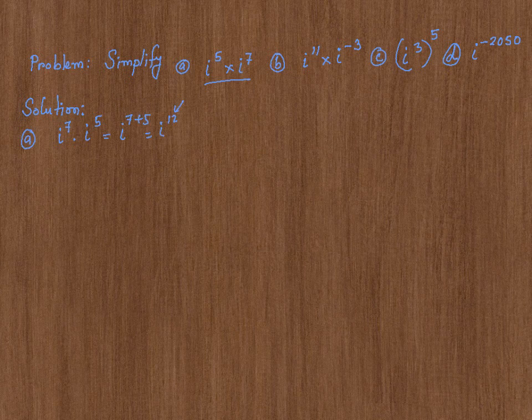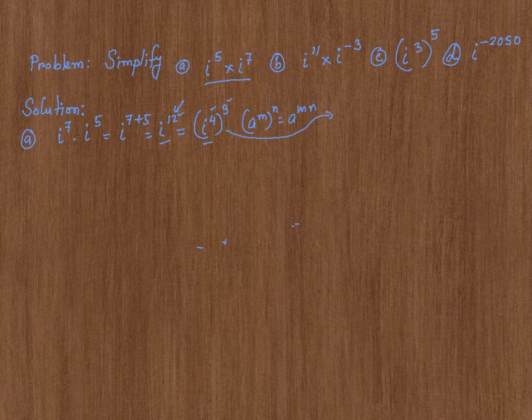But 12 is a number that is divisible by 4, right? So i to the power any integer that is divisible by 4 is always 1. However, I kind of want to show you slightly more so that you understand how it works. i to the power 12, I could write it as i to the power 4 whole cube, because 3 times 4 is 12, right? Remember the property of exponent, a to the power m to the power n is equal to a to the power mn. So using that property, I can write this as this.